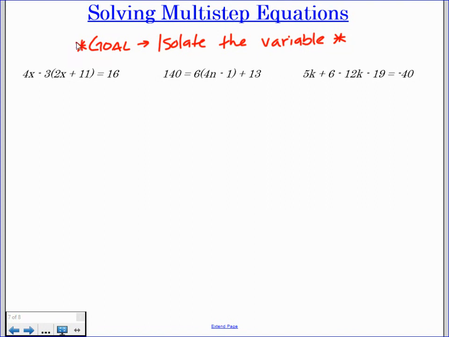I see parentheses, so that immediately is going to tell me I'm probably going to need to do some distributing here. Just remember, this is a -3. That minus sign needs to stick with this 3. So this is going to distribute to give you 4x minus 6x minus 33 equals 16. Next thing I see is a 4x minus 6x. That's going to give me -2x minus 33 equals 16. 4x minus 6x is -2x.